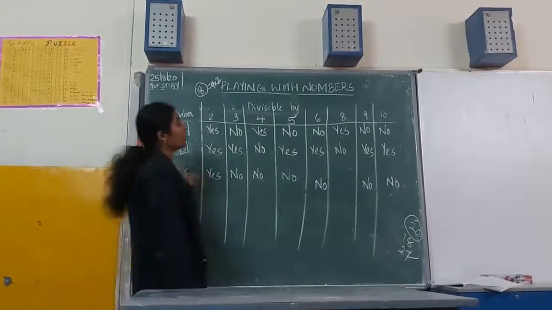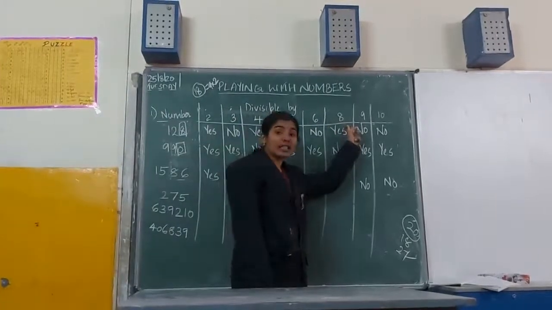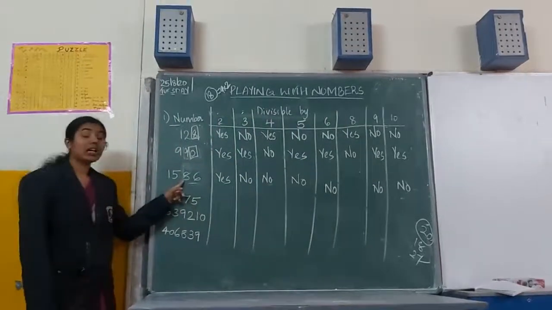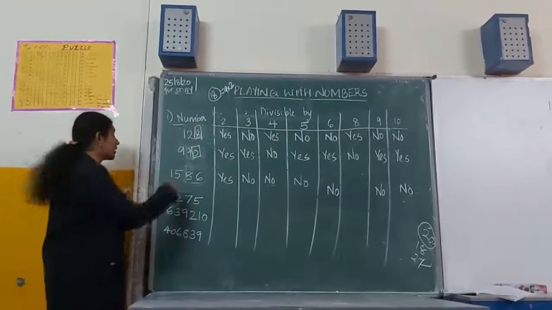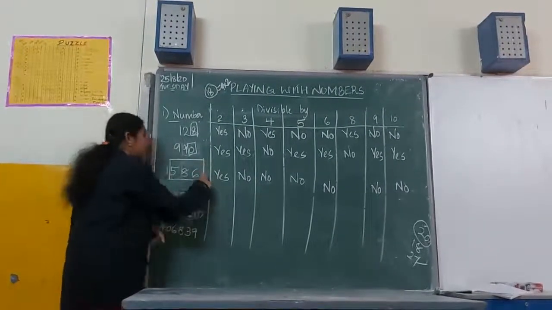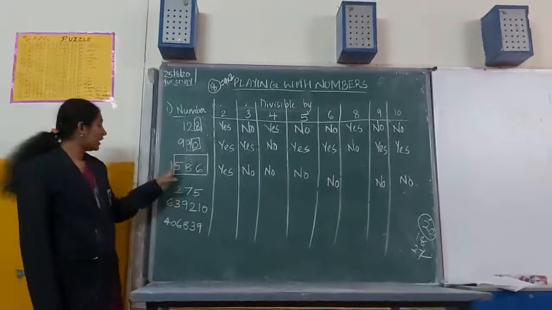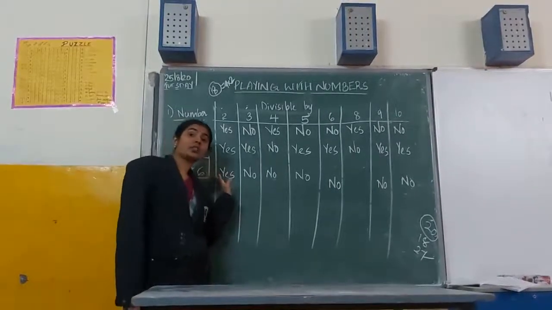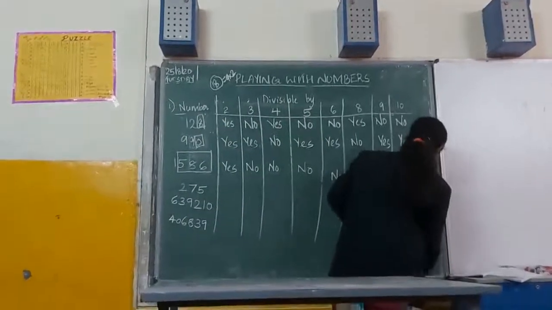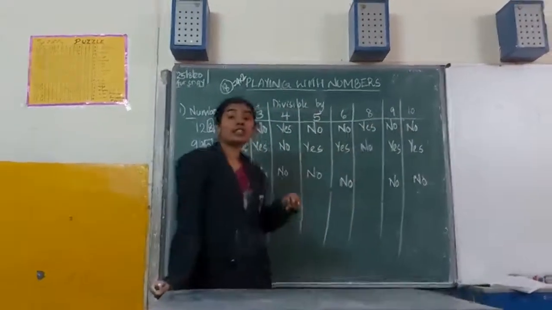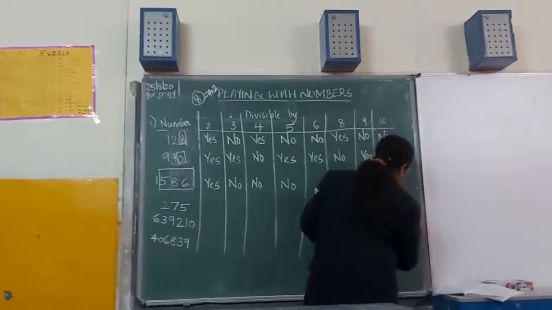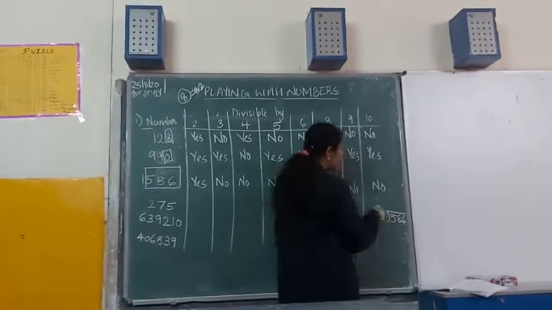Next, you want to check the divisibility by 8. How to check the divisibility? By seeing the last 3 digits of the number. What is that? 586. 586, you should check the divisibility by 8. You can say 586 is divisible by 8 by dividing that number. 586 when you are dividing by 8, what you will get?